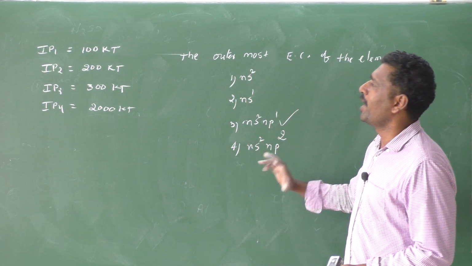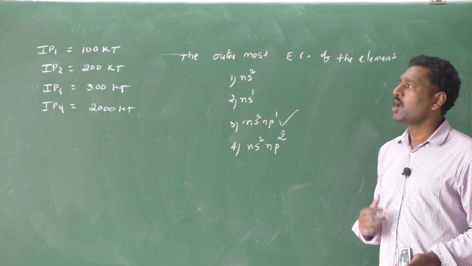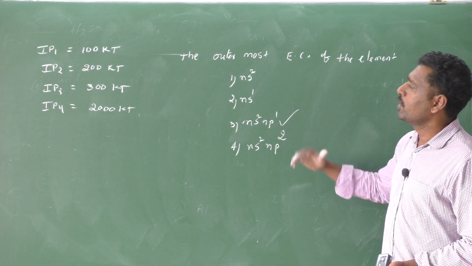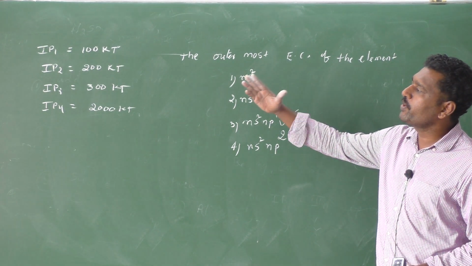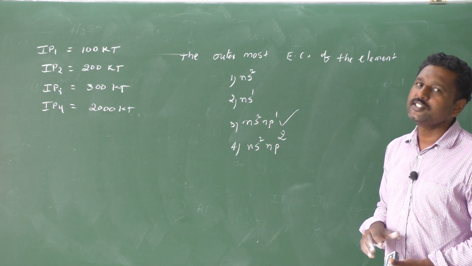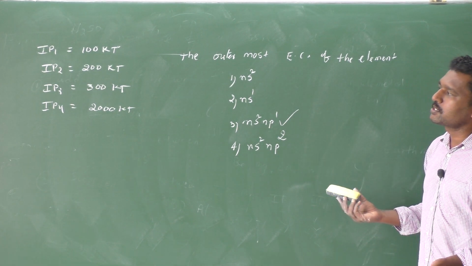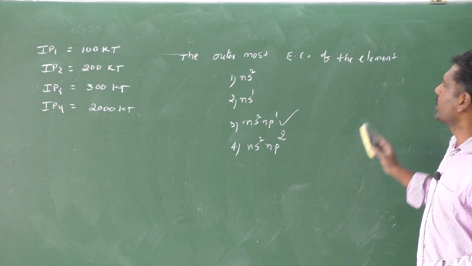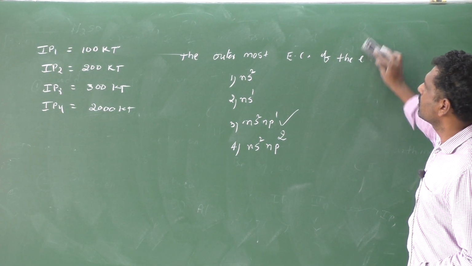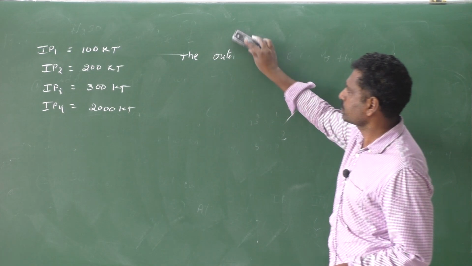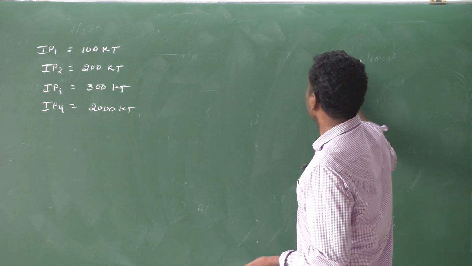So a third A group element, like that they will ask the questions. Here there is a sudden jump between 3 and 4, therefore it belongs to the third A group. Like this they ask about the outermost electronic configuration. After that, the same question will be repeated in a different pattern.